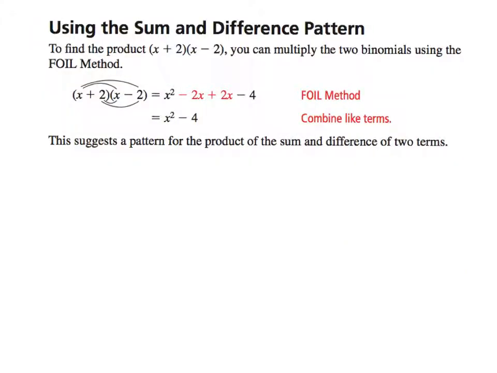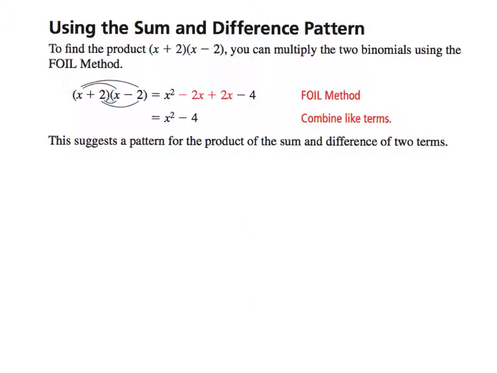Now, using the sum and difference pattern, this is my favorite because this one's so easy. When you find the product, before you look at anything else, if your binomials are exactly the same, except one's a plus and one's a minus, you can actually use this rule. Here's what it says. If I FOILed this, look what I did here.